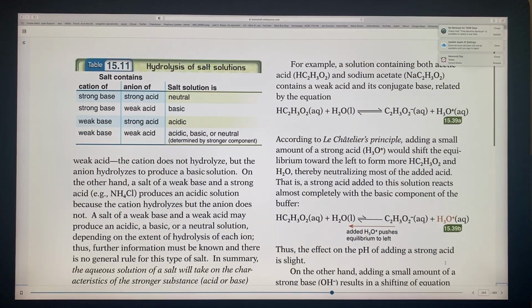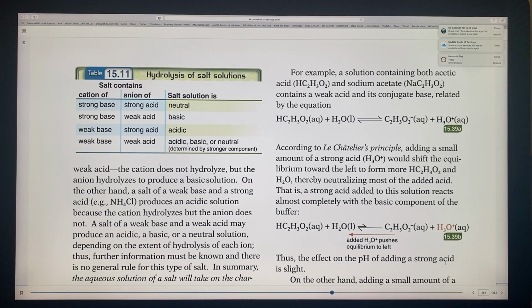Here are some equations. According to Le Chatelier's principle, remember, it has to do with a shift. It's how a buffer system would shift to one side. If we have too much acid, it's going to shift to one side. Here we have added acid molecules, the hydrogen H3O plus, and this will push the equilibrium to the left.